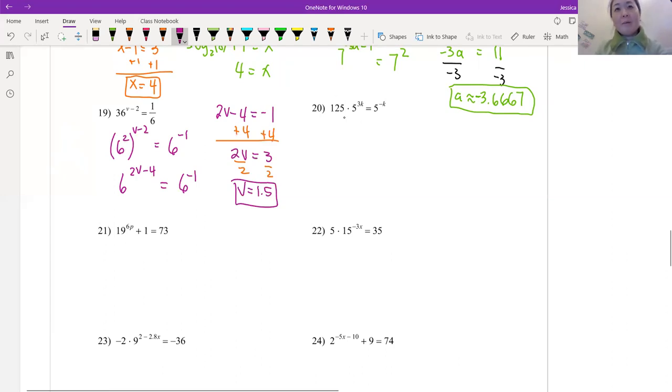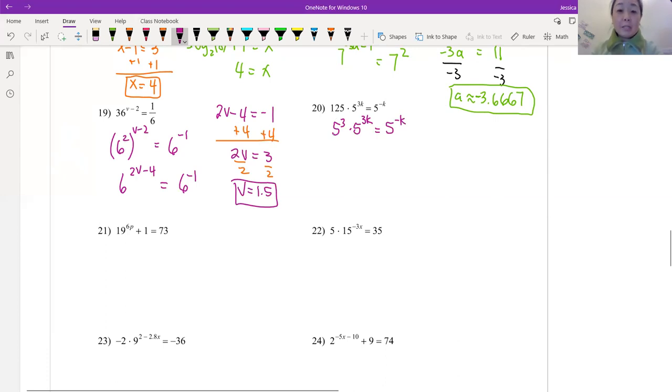All right, so next one. Getting a little more complicated, but still fine. I noticed that a lot of my bases are 5, so I'm wondering, maybe I could change 125 to a base of 5. And it's actually 3 times: 5 times 5 is 25, but times another 5 is 125. So that's going to be 5 to the 3rd power times 5 to the 3k power is equal to 5 to the negative k power.